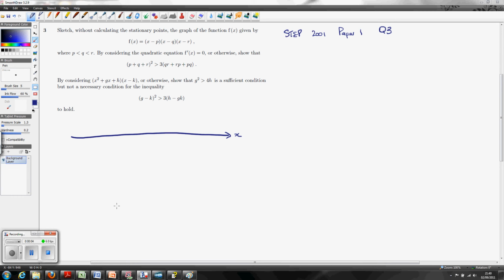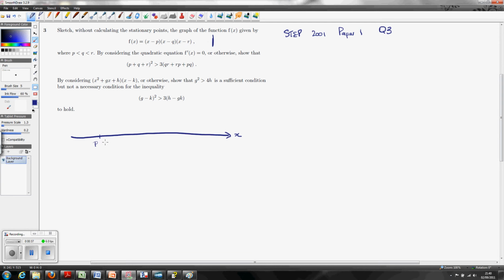Welcome to this presentation in the series on STEP paper, specifically the 2001 Paper 1, and this presentation is on question 3. So let's start off. It says sketch, without calculating the stationary points, the graph of the function f(x) given by f(x) = (x − p)(x − q)(x − r), where p < q < r. So let's do the first part first, let's sketch.